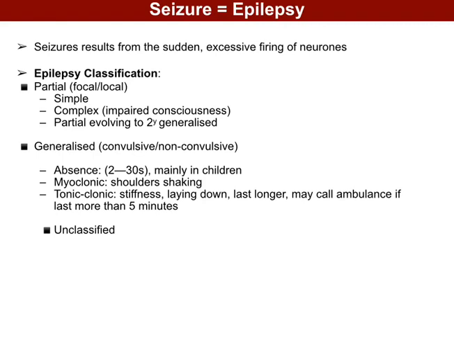Also, generalized epilepsy can be myoclonic, which corresponds to shoulder shaking, or tonic-clonic, which is categorized by lying down with stiffness, and this situation could be an emergency if the seizure takes more than 5 minutes. There is also another type of epilepsy, which is unclassified and less common than the first two types above.